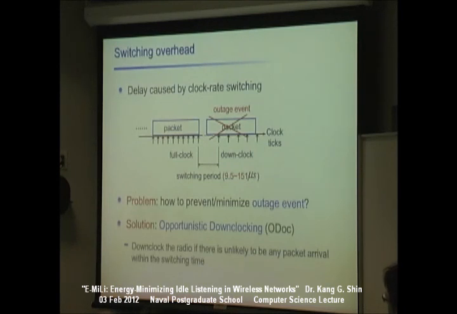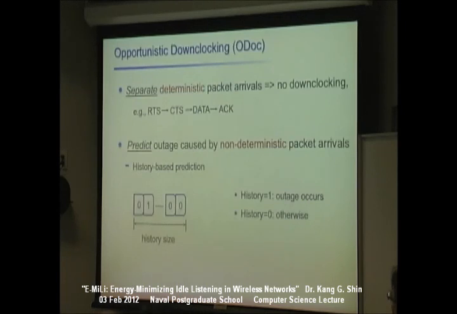We used opportunistic down clocking, meaning that if it's unlikely for you to receive a packet, then I can down clock. If it's likely for you to receive a packet, I won't down clock. How do you know the likelihood or unlikelihood? Well, if you look at Wi-Fi, the first one, there is a more deterministic packet arrival, such as RTS, CTS. If you receive RTS, CTS will follow very soon. If you receive a CTS, data will follow very soon, and you're supposed to acknowledge. So this is a deterministic sequence. So once I receive RTS, I will not down clock, because the CTS is coming to me. So this is very easy, right?